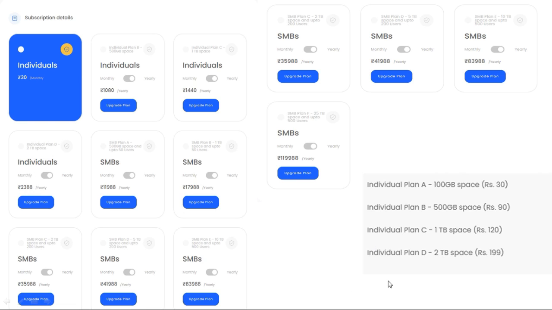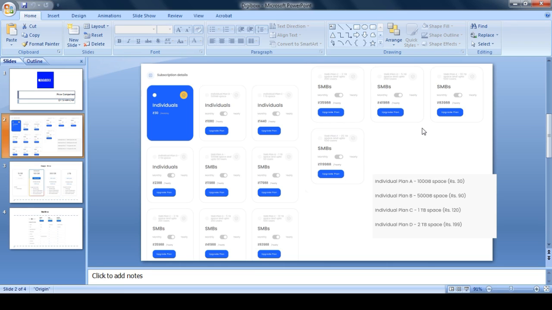So again, I have to mention that many YouTubers are misleading you, that you will be getting 2 TB space only for rupees 30. That's not the right data they are showing. So now I'll move on to the real-time practical, where I will show you.